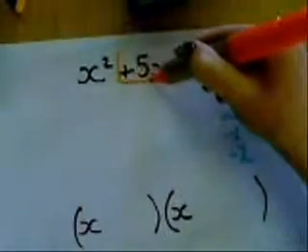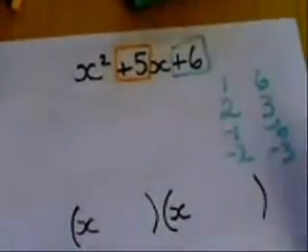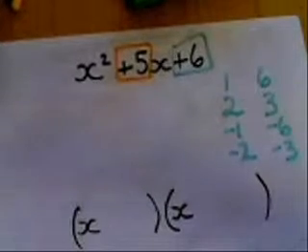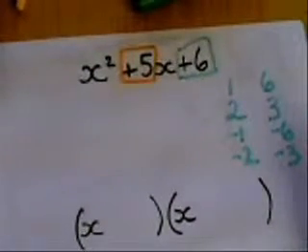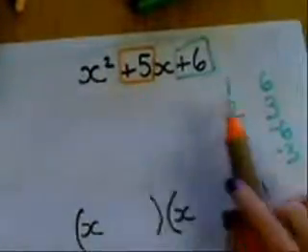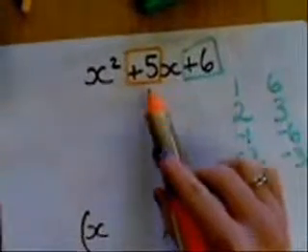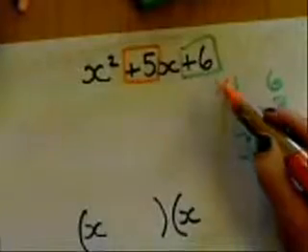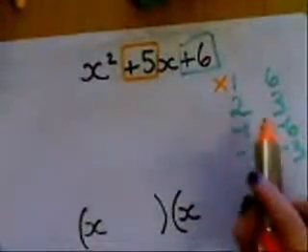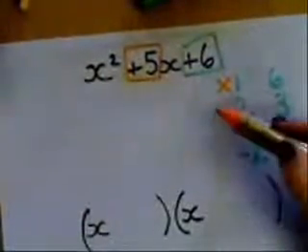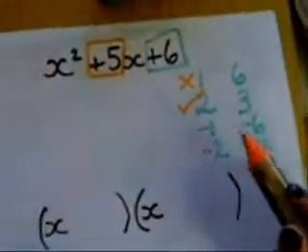Then we look at the 5x, the x term, the coefficient of x, which is 5. How could we get 5 by adding these numbers? If we added 1 and 6 together, we'd get 7, so that doesn't work. If we added 2 and 3 together, we would get 5, so that does work.